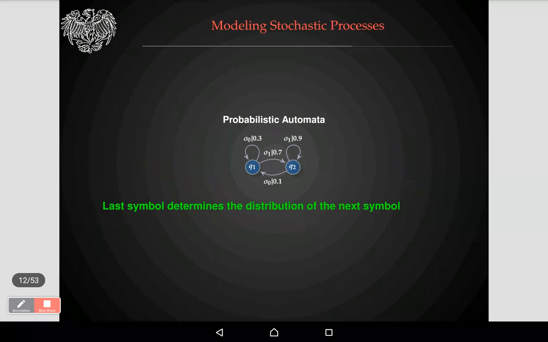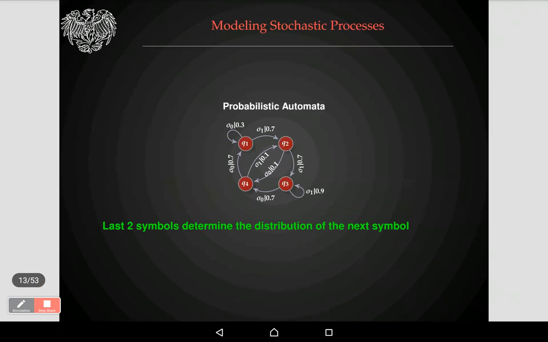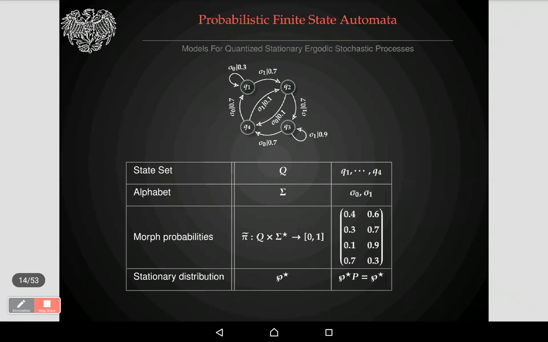Now, before we go into that, note that your processes can be more complex than just IID. It can have two states, as in this example, where the next symbol distribution is determined by the last symbol that you observe. Or even more complex, where the next symbol distribution is determined by the last two symbols. So it can be arbitrarily complex. There can be an arbitrary number of states, finite, and there can be arbitrary ways in which those states are wired, the transitions, and so on. So essentially, these kinds of models fall in the category of probabilistic finite automata.